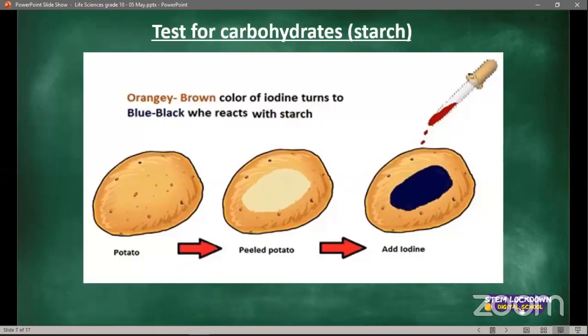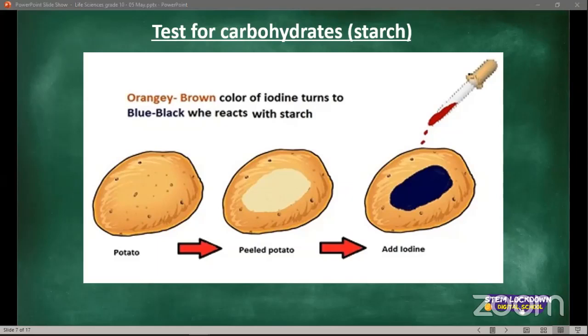Now to continue, we will be talking about testing for carbohydrates. So what we mean by testing for carbohydrates, we mean that we are testing if carbohydrate is present in a substance or a food substance or anything that might have carbohydrates. So we are testing if it has that molecule. So firstly, we are testing for the presence of starch.